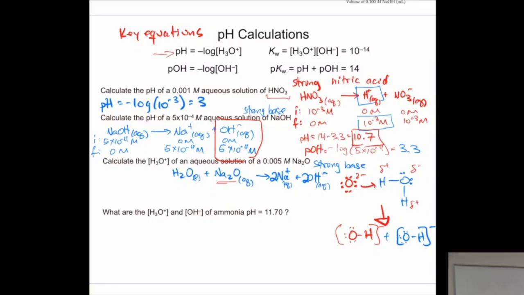So our initial concentration now is 0.005 molar sodium oxide, and initially we have none of this. It hasn't happened yet. When we're done, this goes to 0, and really, it's 2 to 2, right? We had 1 mole of sodium oxide dissociating into 2 moles of sodium and 2 moles of hydroxide ion from this equation. So what is the concentration of sodium ions here? 0.01. It's 0.01.